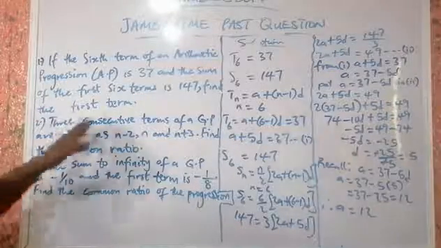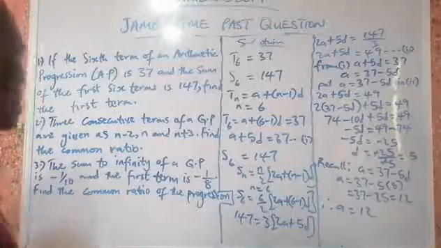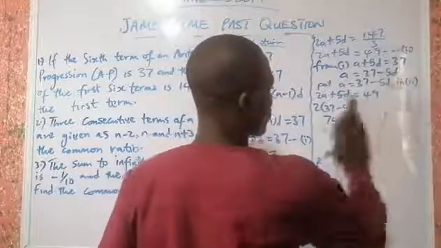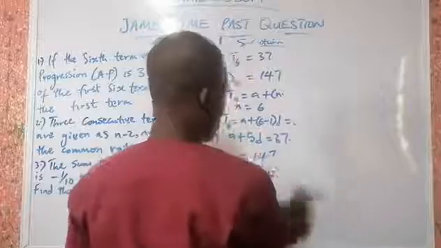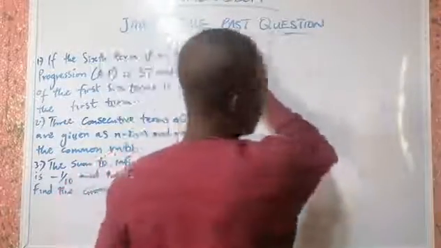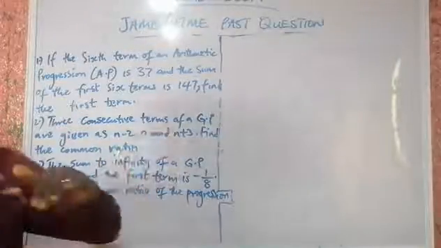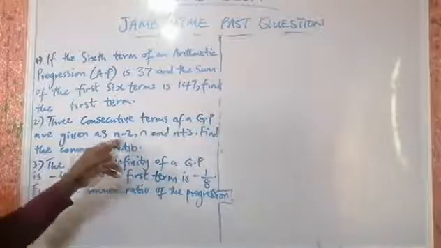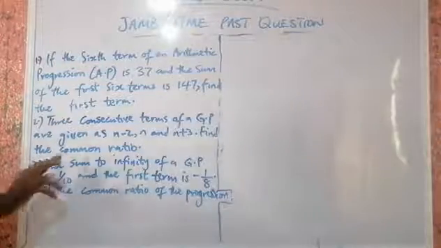So our first term is 12. Let's solve question number 2. Three consecutive terms, which means they follow one another, of a GP are given as n minus 2, n and n plus 3. Find the common ratio.